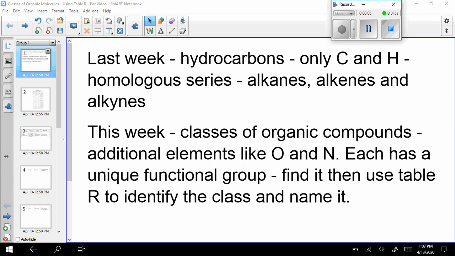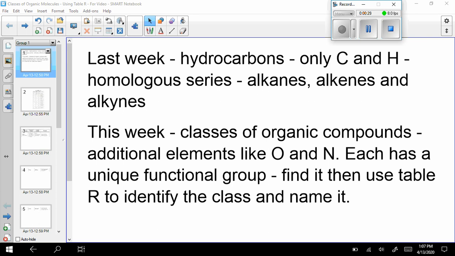Last week you learned all about hydrocarbons. So hydrocarbons, just like the name implies, only have carbon and hydrogen, and you learned about the homologous series of hydrocarbons, which are alkanes, which have all single bonds between their carbons, alkenes, which have a double bond, and alkynes, which have a triple bond. And you learned how to name them and write the formula and draw them.